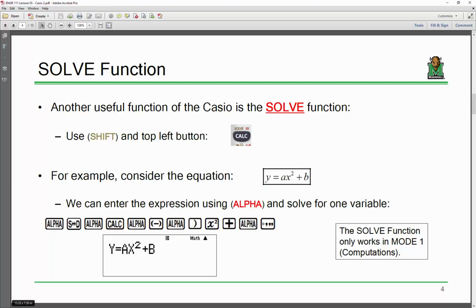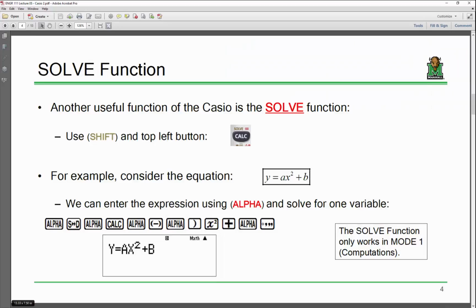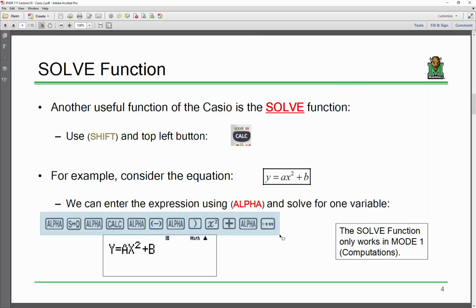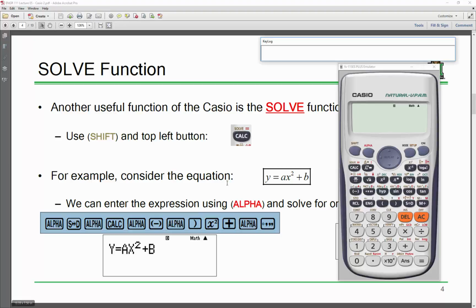So the first thing that we need to do is enter this expression in the calculator. Now, you can follow this button for button input here if you've got any questions, but I want to walk you through what's going on. We're going to use the alpha button quite a bit to start calling some of these alphabetical terms, A and B and X and what have you.